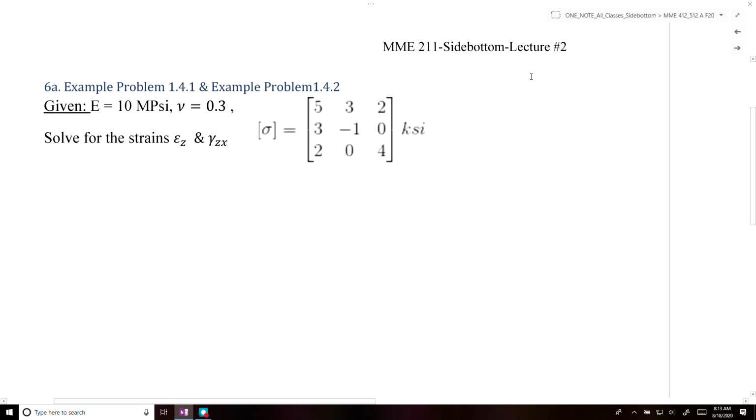So in this example problem, we're asked to solve for our strains epsilon z and gamma zx. We're given the elastic properties of our system as being 10 mega psi, and our Poisson's ratio as being 0.3, and we're given our stress matrix.